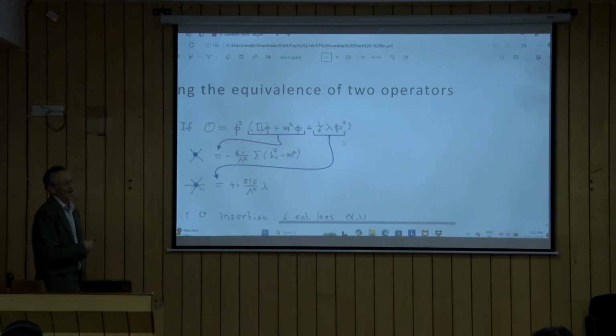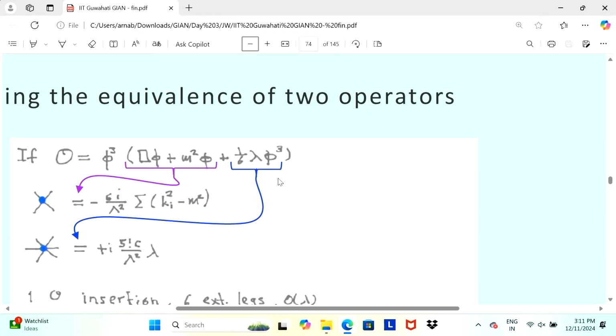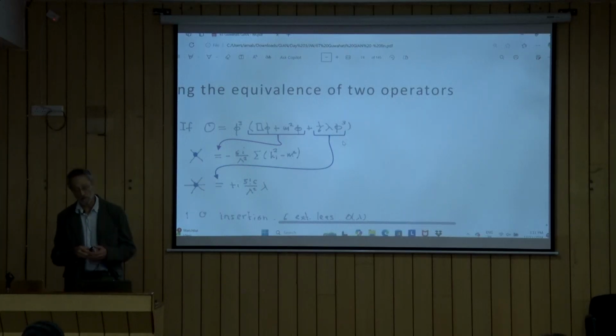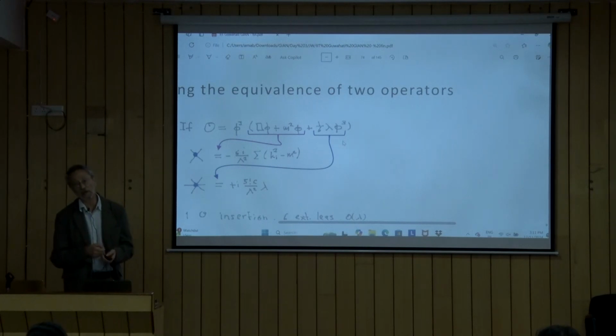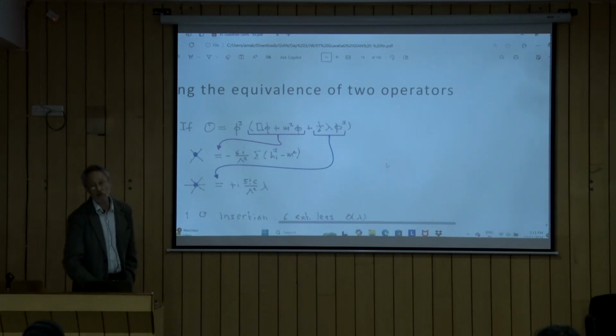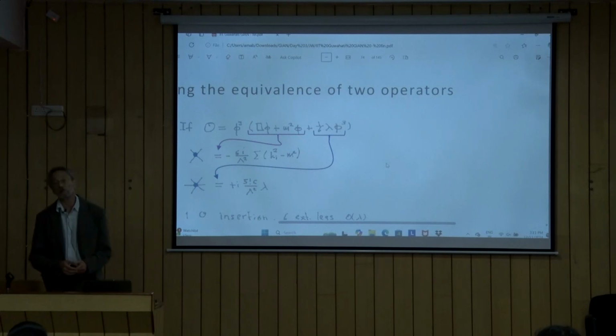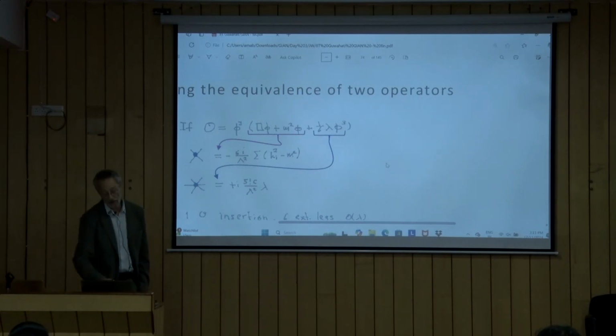And you can see this. The virtue of doing it, as in the previous slide, is that you have a general proof. You don't have to do diagram by diagram and calculate the combinatorial factors, which are always rather painful. Any questions?